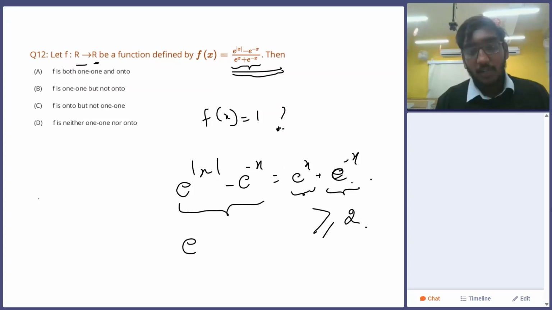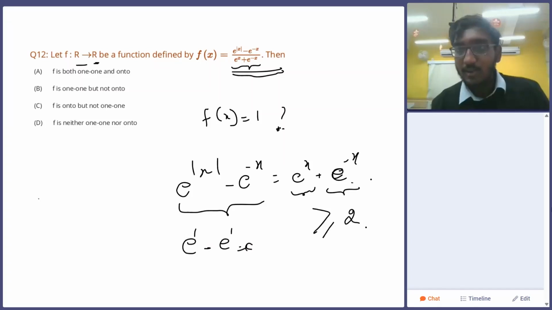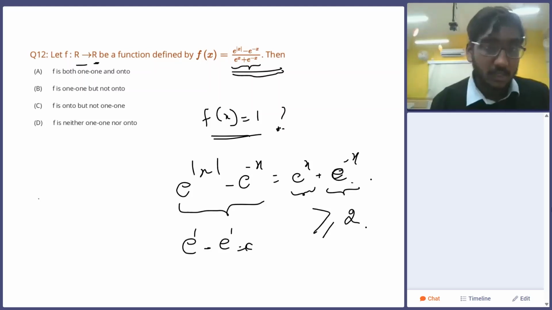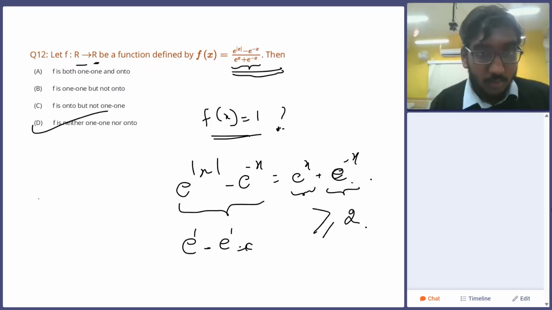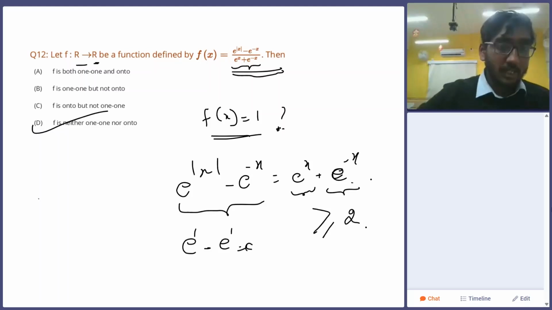So this will be what? E minus e power minus of minus 1, that is again 1, right? That will become 0, and that is not greater than or equal to 2, okay. So clearly you can say that it's not even onto, because this value 1 does not belong to the range, okay. It just exists in the codomain, okay. So it's definitely not onto also, okay. So it is neither one-one nor onto, okay. Yes, we will move to the next question.